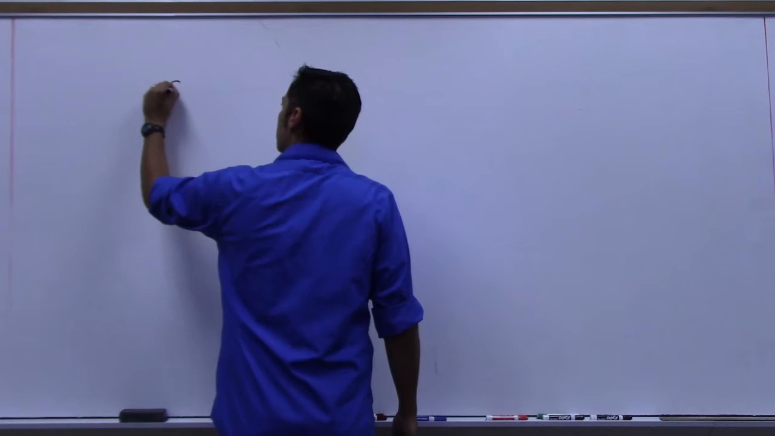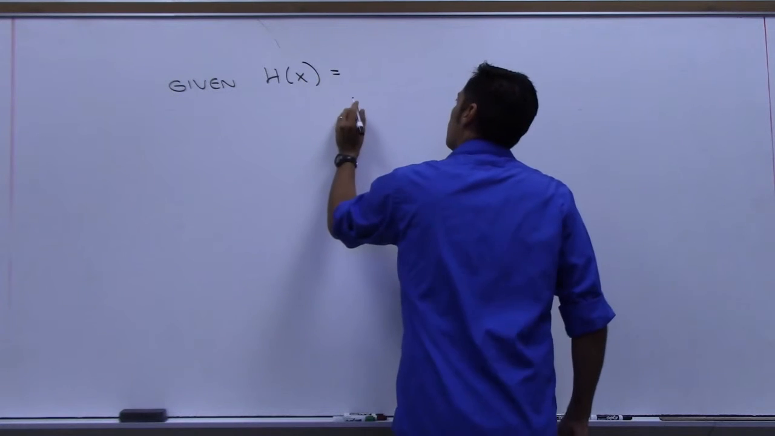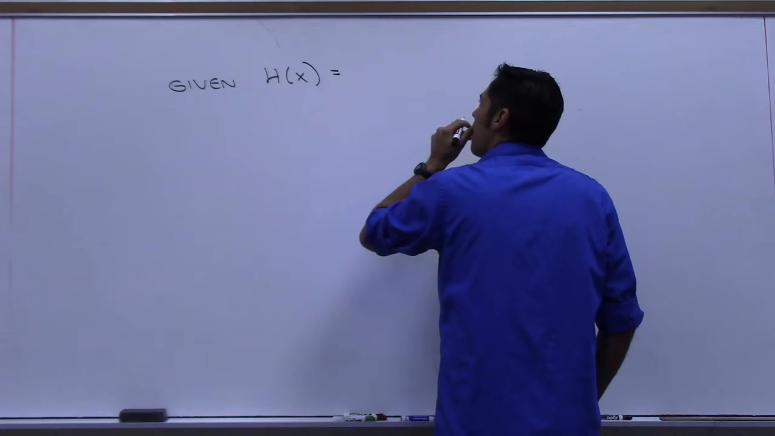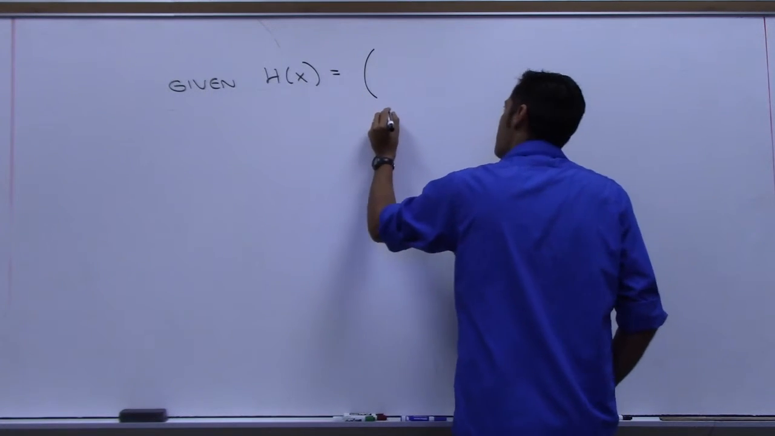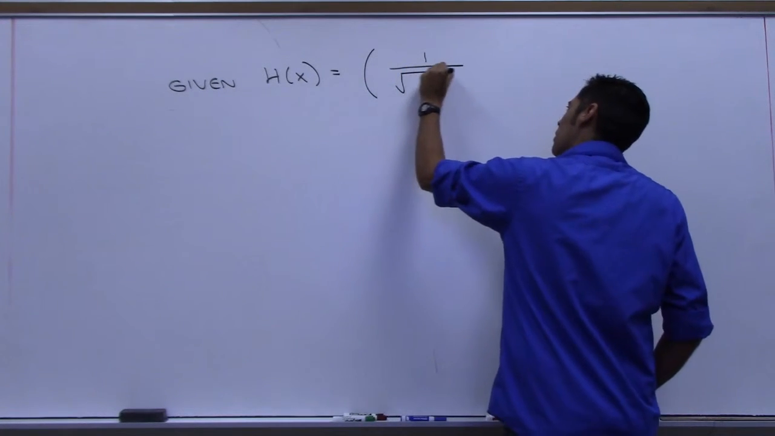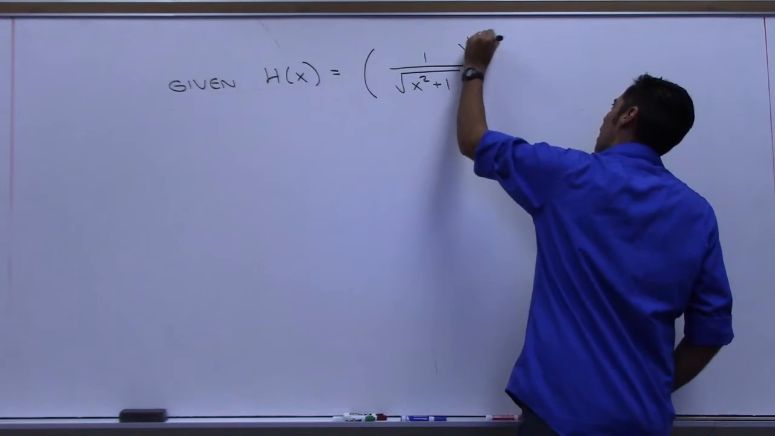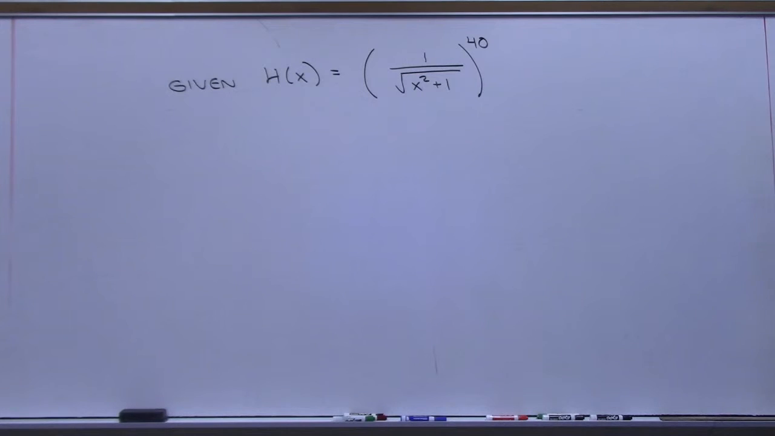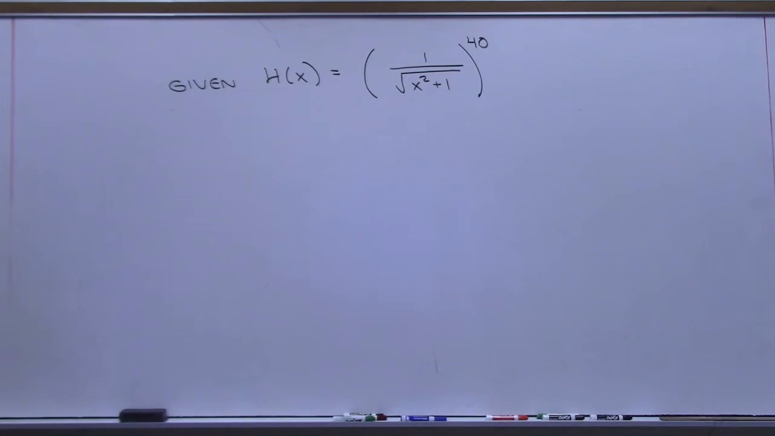How about this? Given h of x equals, see how you do with this: 1 over the square root of x squared plus 1, all to the 40th power. I would like us to break this down into a composition of simpler functions. But I'm not going to tell you how many.